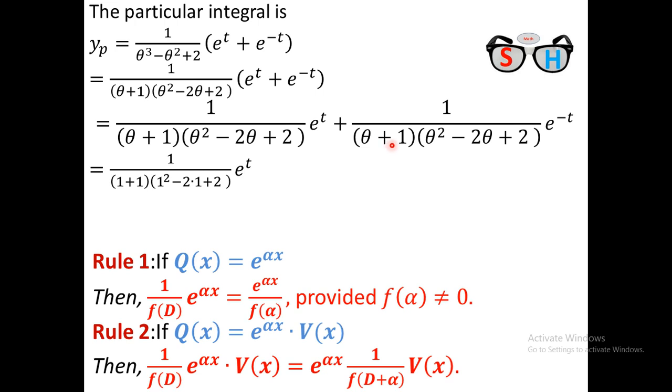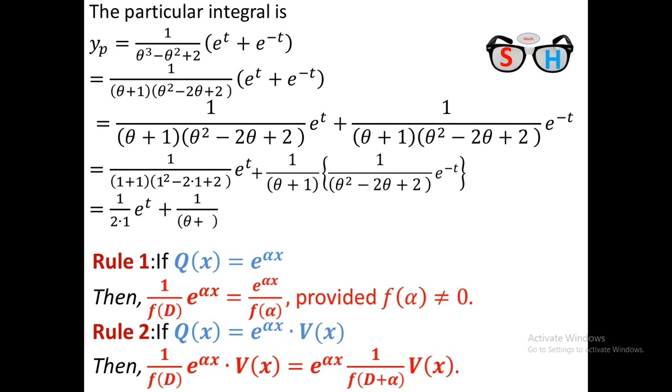So here what will be done? I break this operator as 1 by theta plus 1 of 1 by theta square minus 2 theta plus 2 of e to the minus t. If you use rule 1 in the second bracket, then there is no problem, because putting theta equal to minus 1, this will be 2, 2 plus 4 plus 1, that is 5, there is no problem. This is 1 by 5.